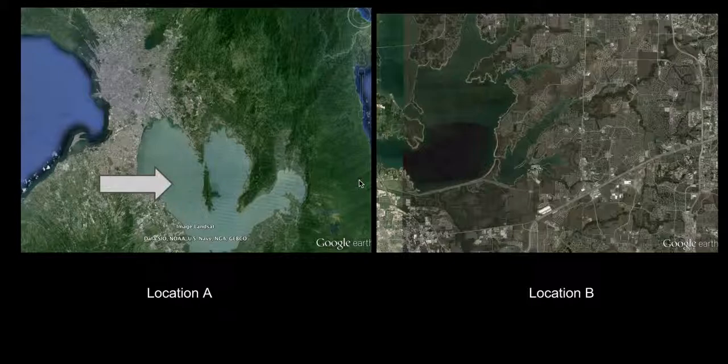This is a body of water, but what can you tell about its depth compared to, say, this water? In location B, how is this water different from that in location A? We know in nature there's no straight lines. So what could that be?